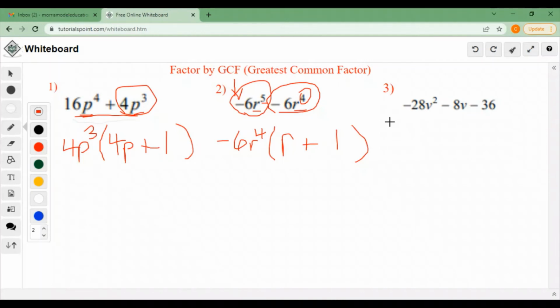No matter what the polynomial is, you need to look and see if there is a GCF and do that first. You must do that. Okay, my kids who are in my traditional classes, they know.